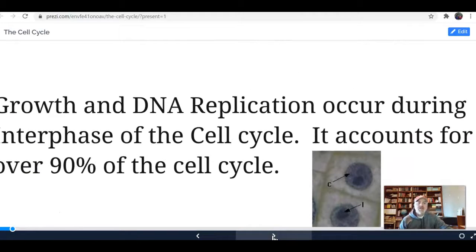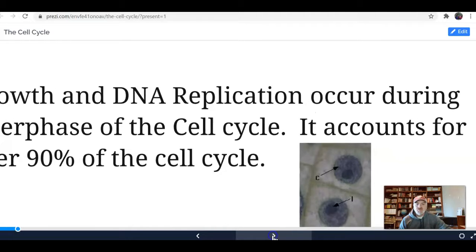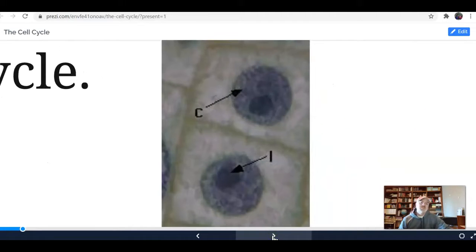The growth and the DNA replication are going to occur during what we call interphase of the cell cycle. Most of the cell cycle's life is going to be in interphase, 90% of the time. That's whenever the cell is doing its job. We'll talk about it in more detail, but this is a microscopic image of probably an onion root cell, and hopefully we'll get a chance to get the microscopes out and look at these this week.